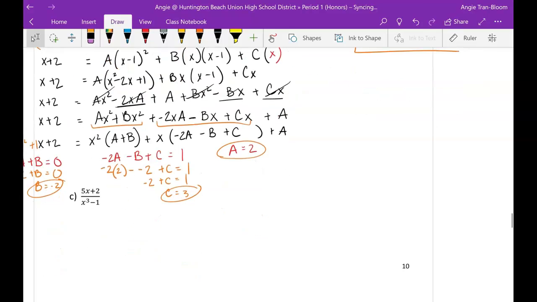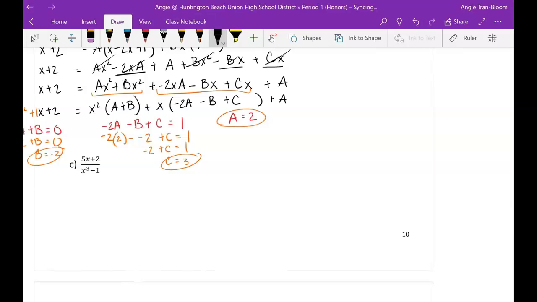Next one, it looks like we have something to the third power. So again, factor it out when possible. This is a difference of 2 cubes, and yes, you are expected to know how to factor the difference of 2 cubes. So if you don't remember, please do look it up.